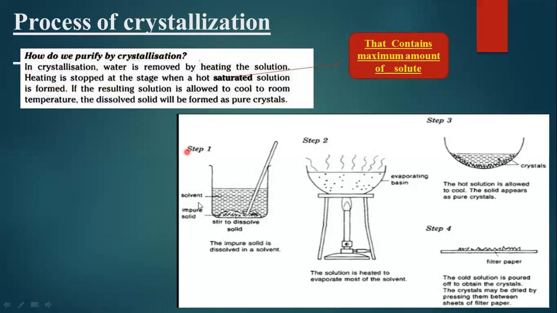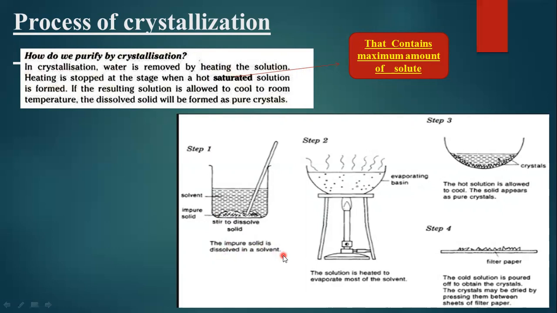Actually, the first step is, you can see here that we have a beaker that contains solvent, meaning the liquid, and impure solid. Impure solid means the solid that we want to separate in the form of crystals. It must have some impurities. The impurities include any dust particles, any unwanted thing that is present in the solid, and that solid is mixed in a solvent to make a solution. The impure solid is dissolved in a solvent.